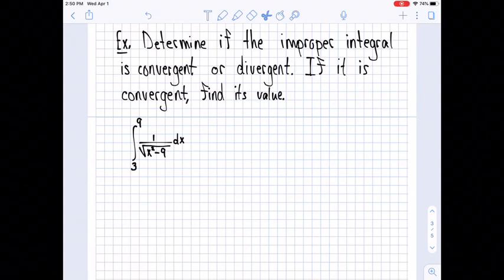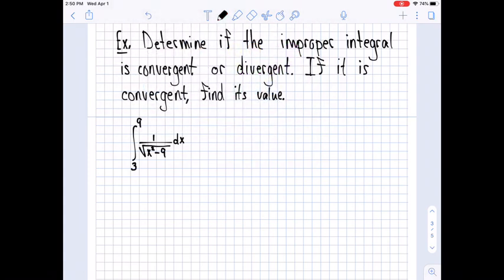Okay, so we're looking at this integral. The first thing that you should notice is that we do have a discontinuity. We have a discontinuity here at x equal to positive 3. We have division by 0, so we're going to have to deal with that. And this makes it an improper integral type 2.